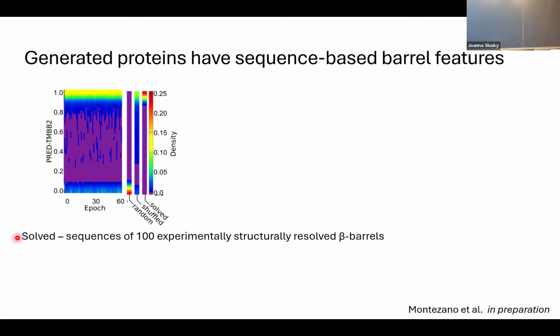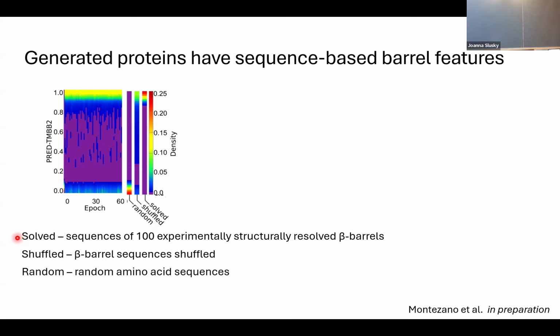And the way I'm going to compare these things is we're going to look at solved beta barrels. So that's this line right here, and you can see that PredTMBB2 really predicts solved to always be yes, one is right, they're beta barrels. Shuffled means that we're taking those solved beta barrels and shuffling the sequences. And so PredTMBB2 actually thinks that lots of the shuffled sequences are in fact barrels, and that's because of the way they're looking at the sequence, this amino acid distribution. And random is random amino acids, which nobody predicts to be beta barrels, but it's a control.